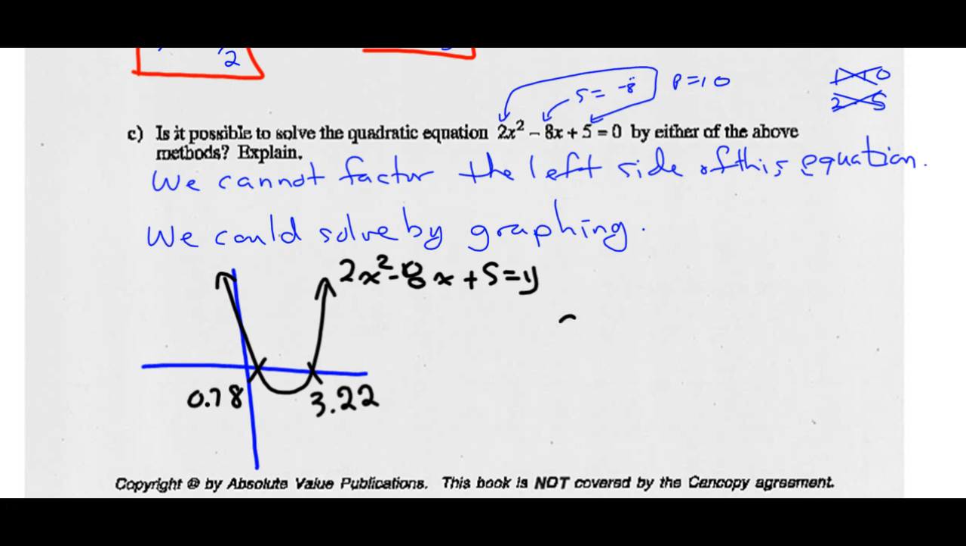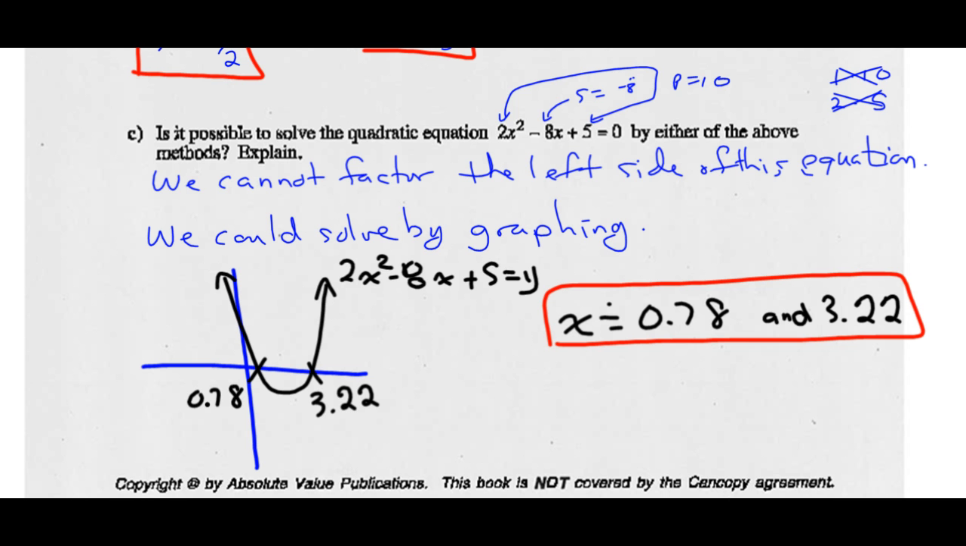So we could say x equals approximately 0.78 and 3.22. They're not exact values. We've got to round these. When we do it graphically, we can't get an exact value. All right.